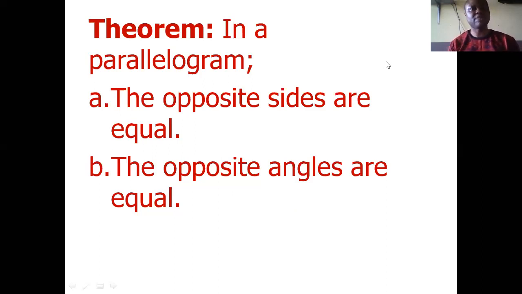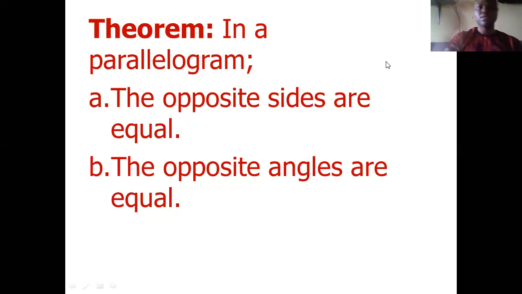Please, can you say that after me? The opposite sides are equal and the opposite angles are equal. Can you say it again? In a parallelogram, the opposite sides are equal, the opposite angles are equal. Correct. Let's say it again. The opposite sides are equal, and the opposite angles are equal. That's enough.